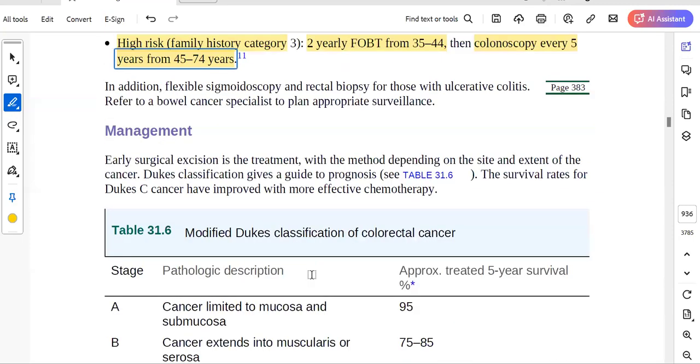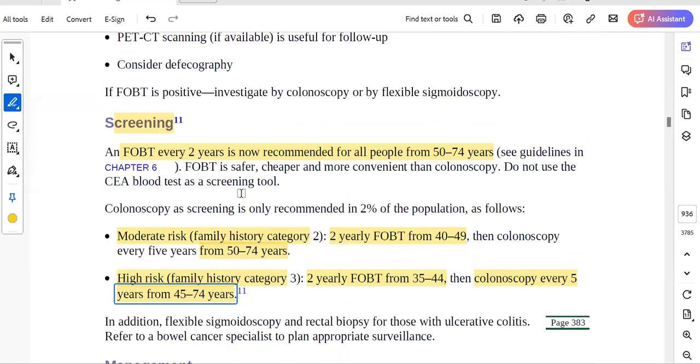Now, let's talk about who are the moderate risk and who are high risk. Okay.